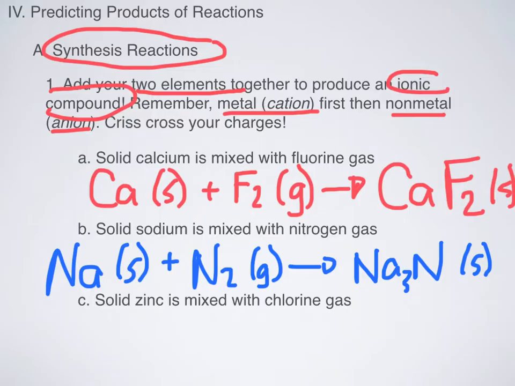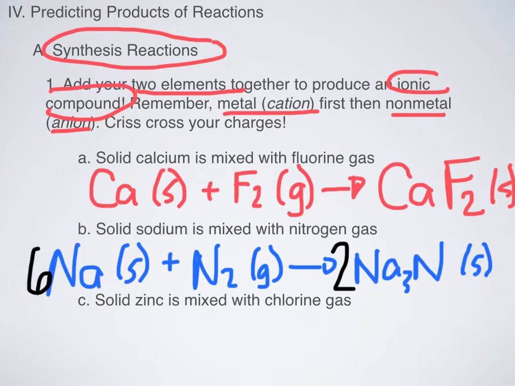And just to go along with balancing our equations, let's see if we can balance this equation. If I was trying to balance it, it would end up looking something like this. There we go. So we have 6 sodium, 1 nitrogen molecule, and then 2 sodium nitrides.